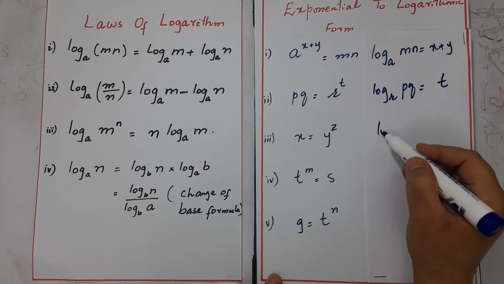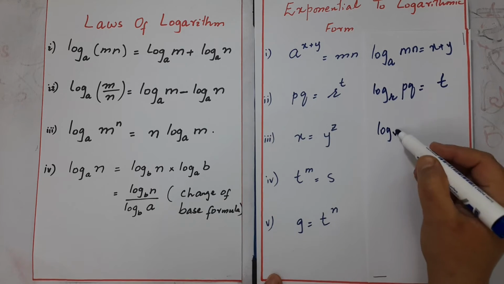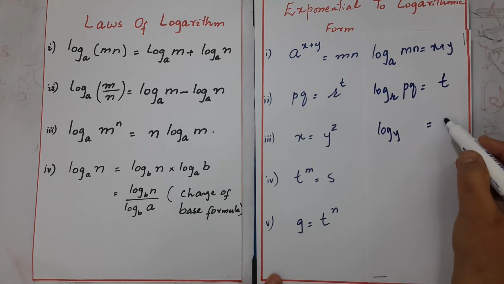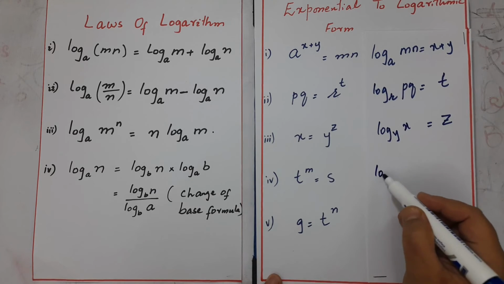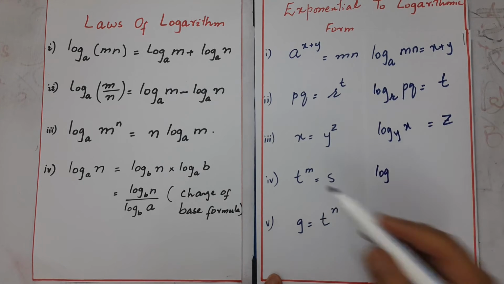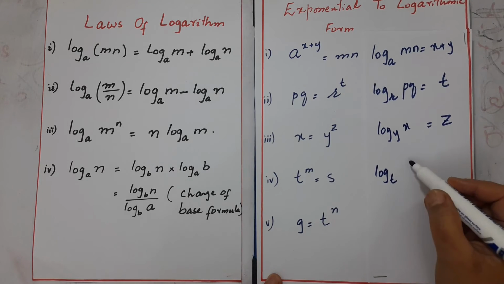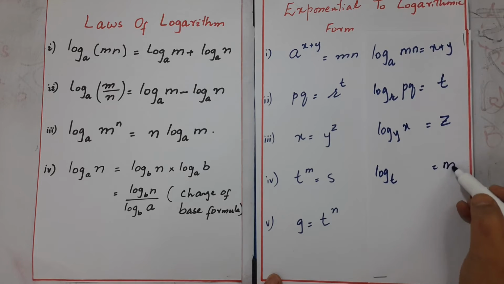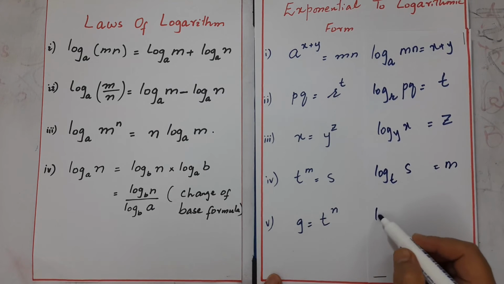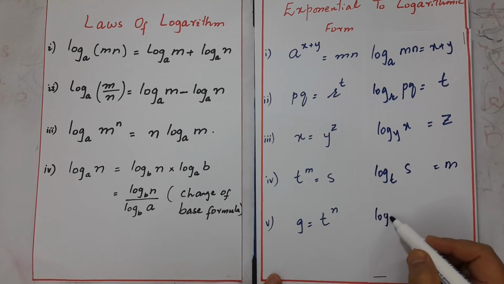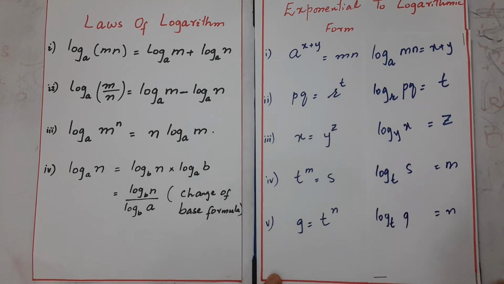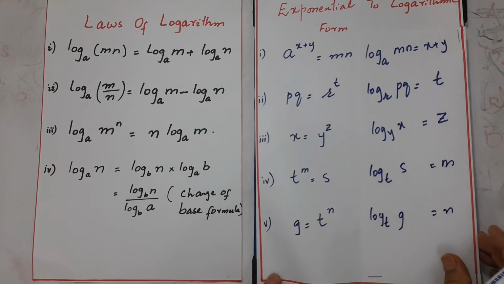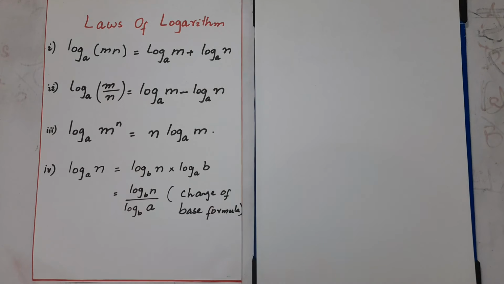Here, y is the base, and the power comes to the other side, this way. Next, you are going to practice by yourself. T is the base, m would come here, and the power would come here. Here again, T is the base, and the power would come towards this side. Simple, easy. These concepts will be used in the proof of the laws.